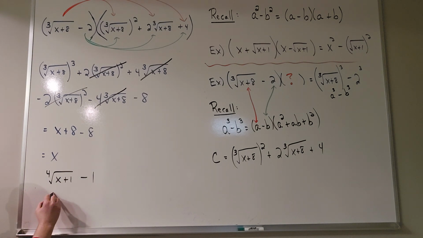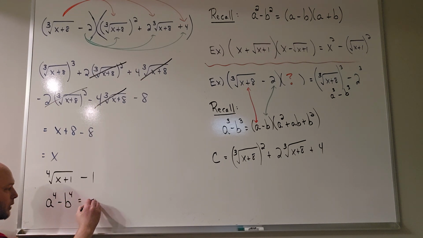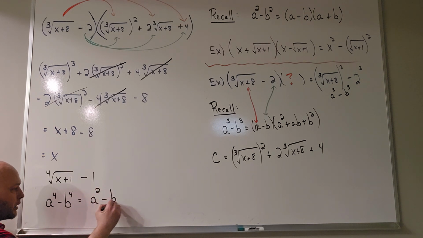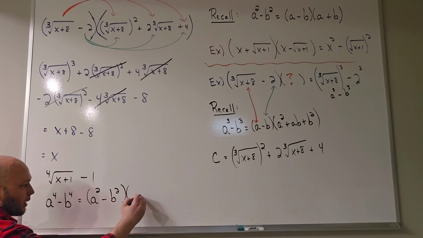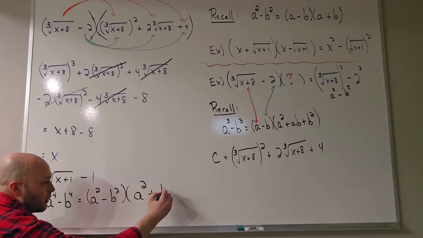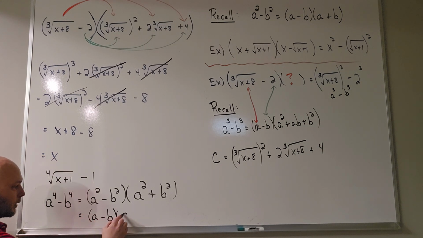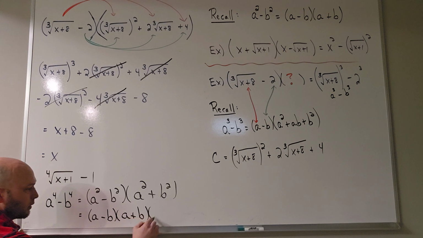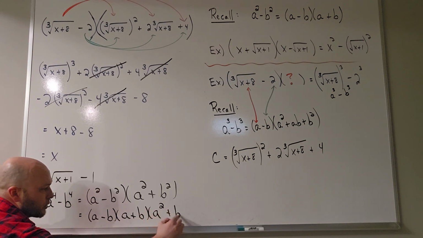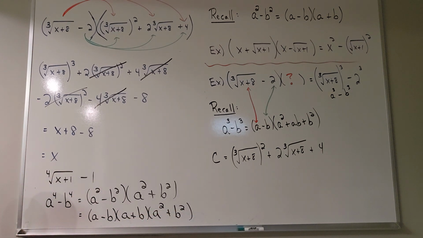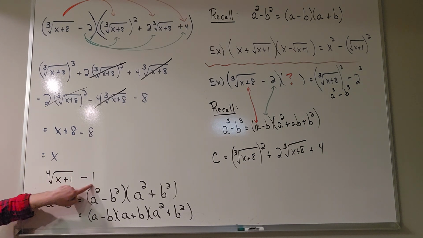So I've got a to the 4th minus b to the 4th. Well, this is a difference of squares. So it's a squared minus b squared times a squared plus b squared. Here's another difference of squares. So you've got a minus b, a plus b, a squared plus b squared. Okay, so this right here is going to be the key. I have a difference of 2 terms here.